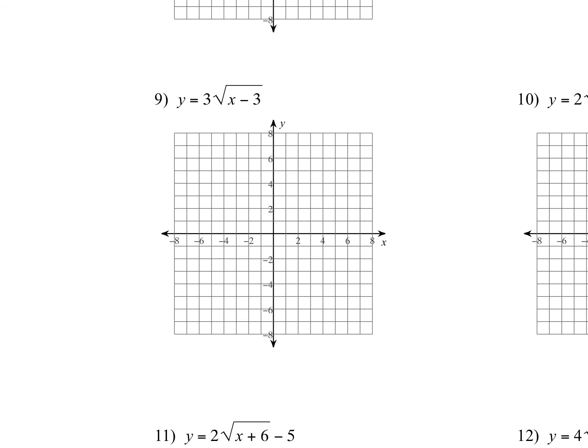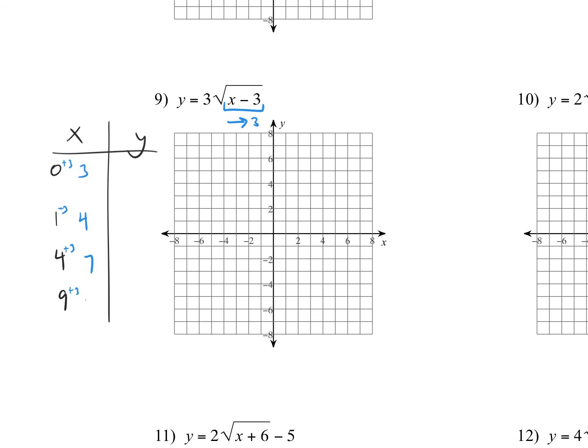All right, number 9, I've got y equals 3 times the square root of x minus 3. So for my x's and y's here, the x's we normally pick are going to be 0, 1, 4, and 9. This minus 3 is going to be a horizontal shift right 3. So I'm going to add 3 to all of these numbers to give me 3, 4, 7, and 12. And this last one's going to be off our graph, so we're just going to ignore that one.